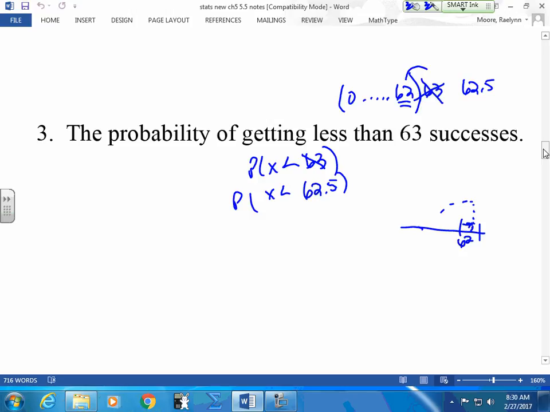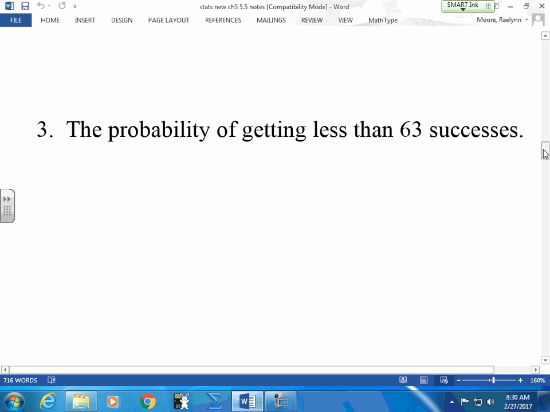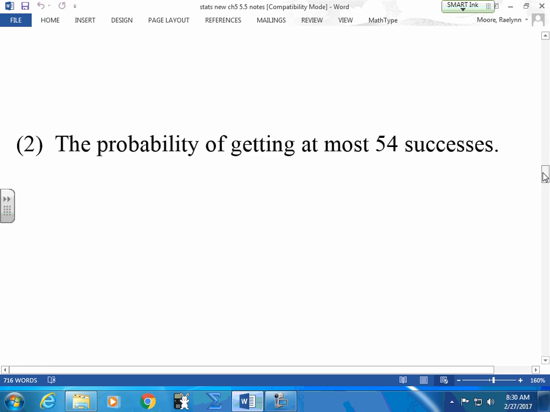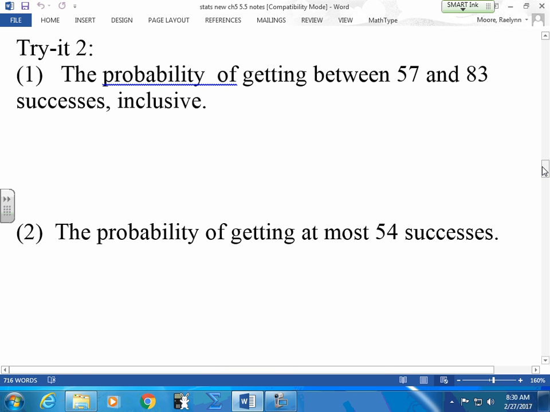Subtract 5 from the lower end, add 5 to the upper end. It's just like expanding that last bar. So I'm going to have you try a couple of these. That's only 2. So I'm going to have you try these guys.